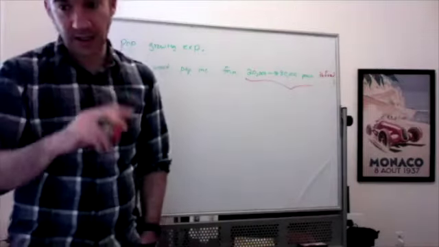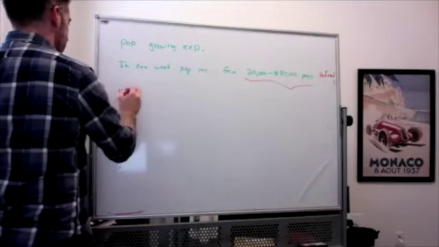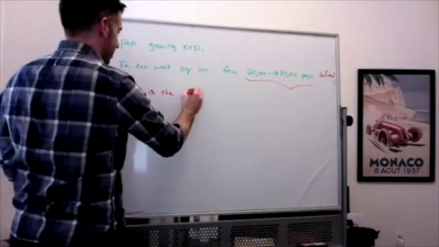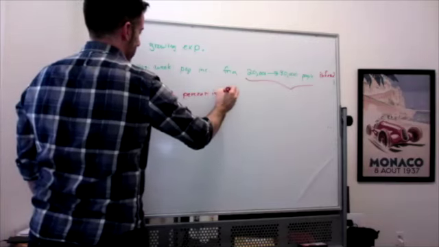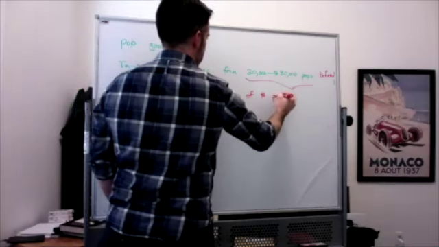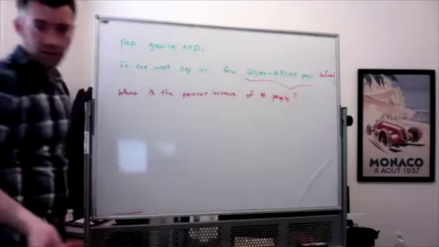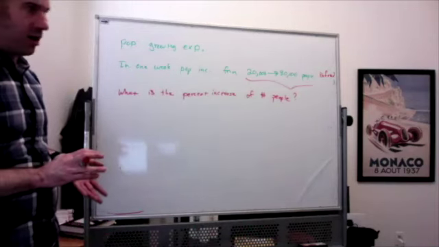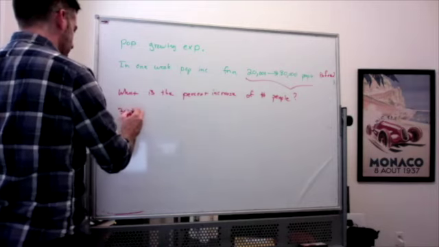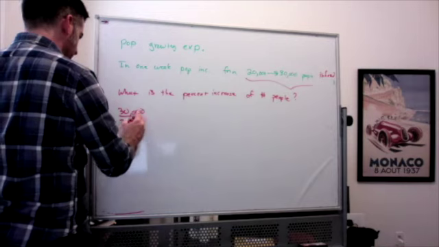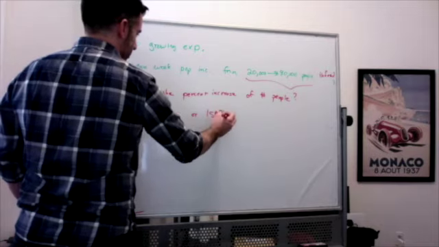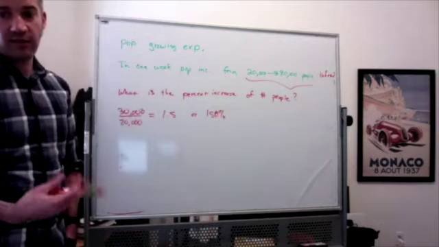So the question we want to ask is, what is the percent increase of the number of people? Well, literally there's 50% more people infected, right? So we do 30,000 divided by 20,000. That's going to give you 1.5 or 150%. So the percent increase is a 50% increase.